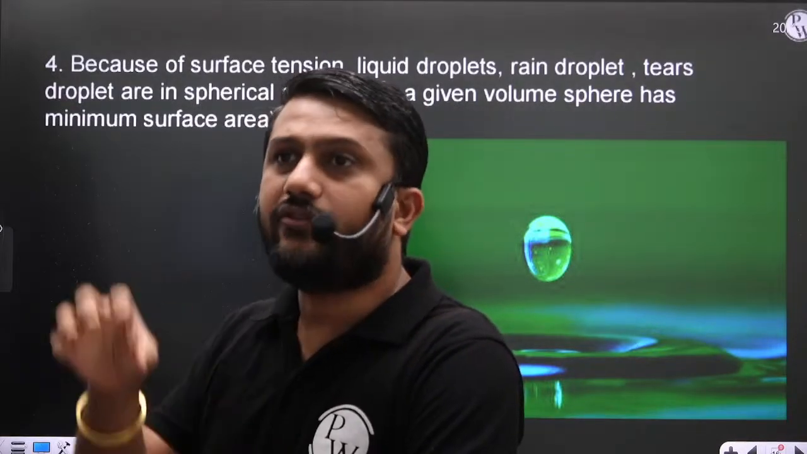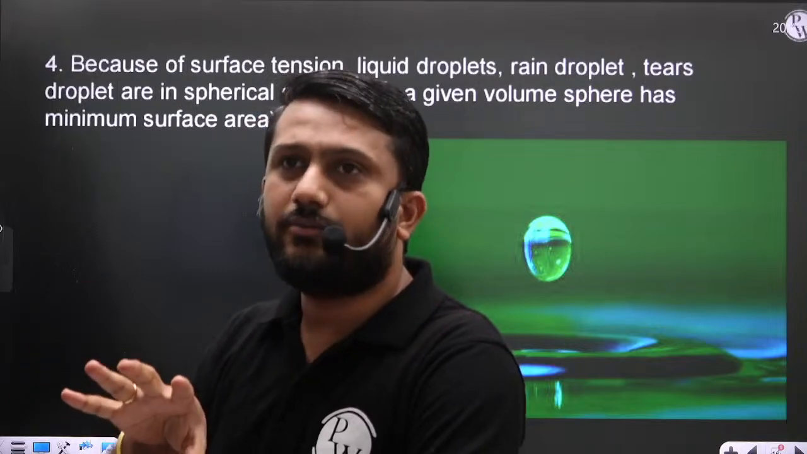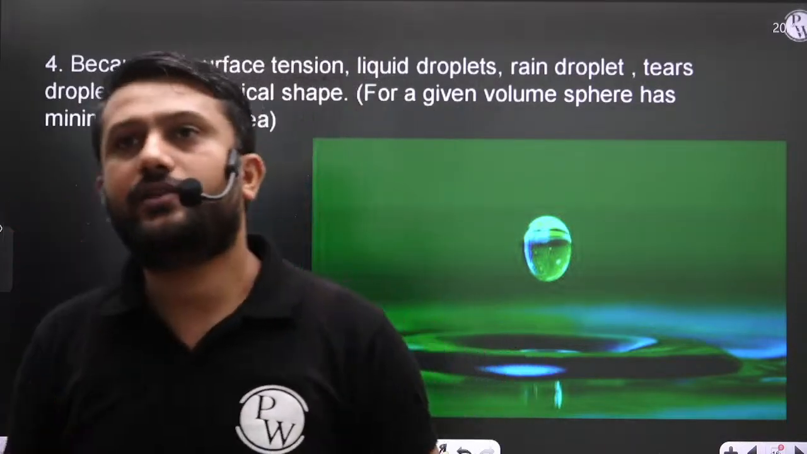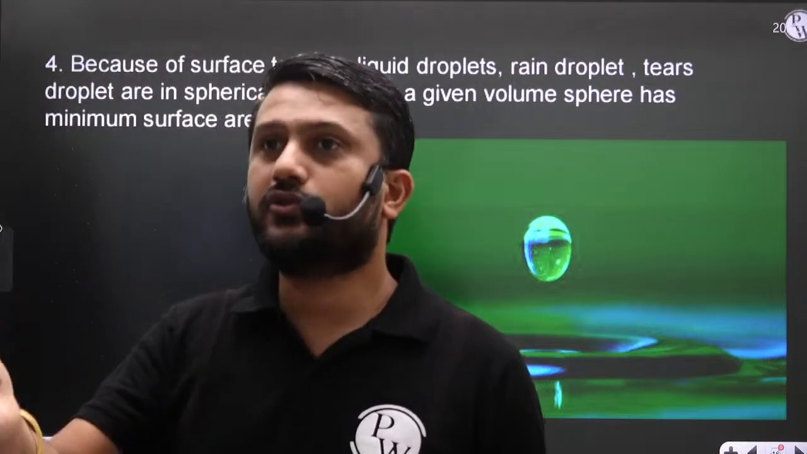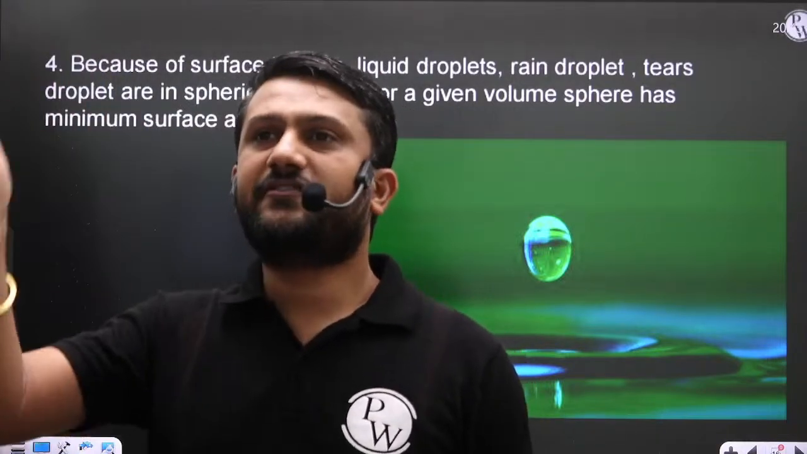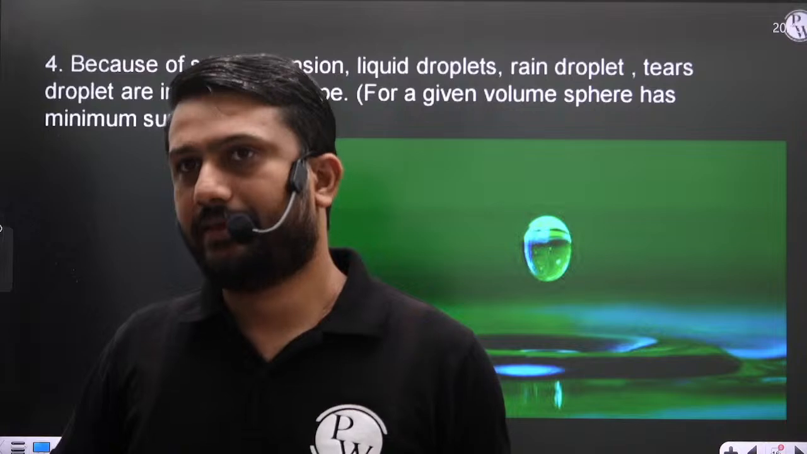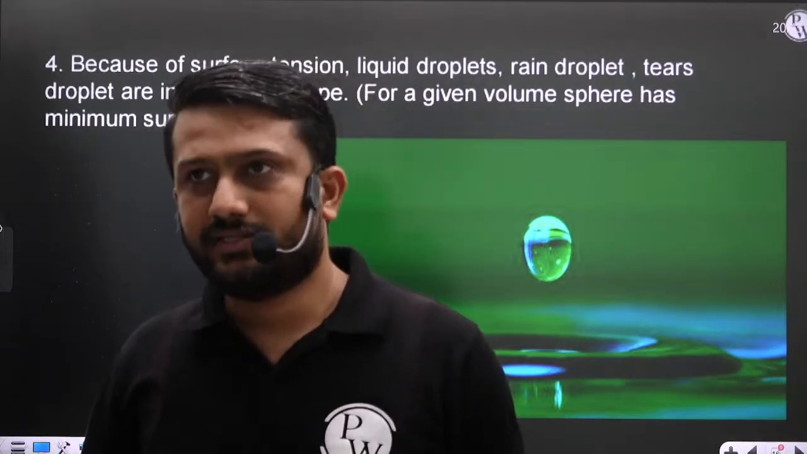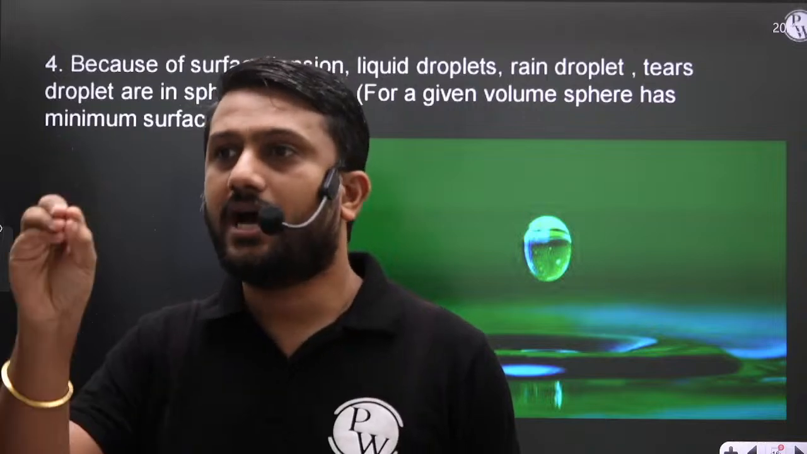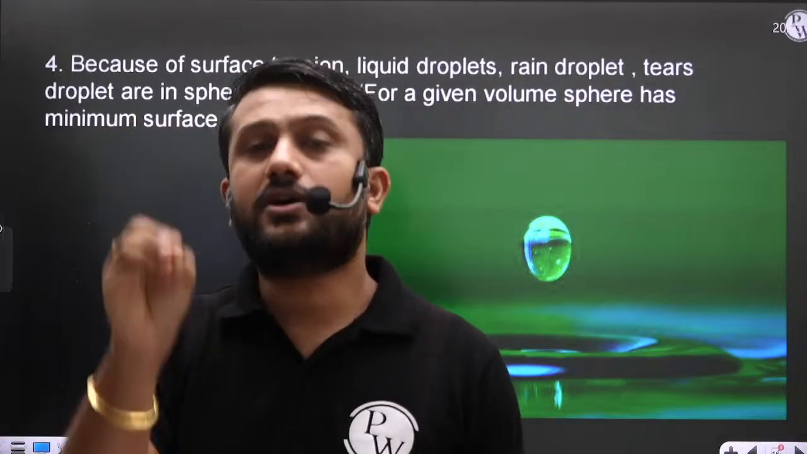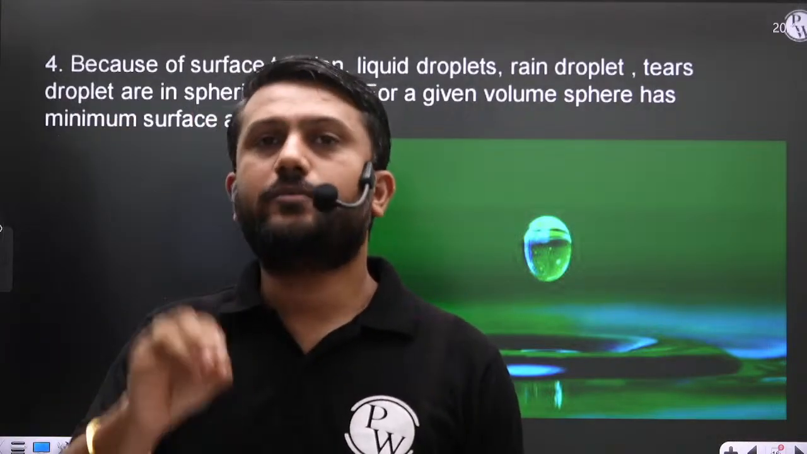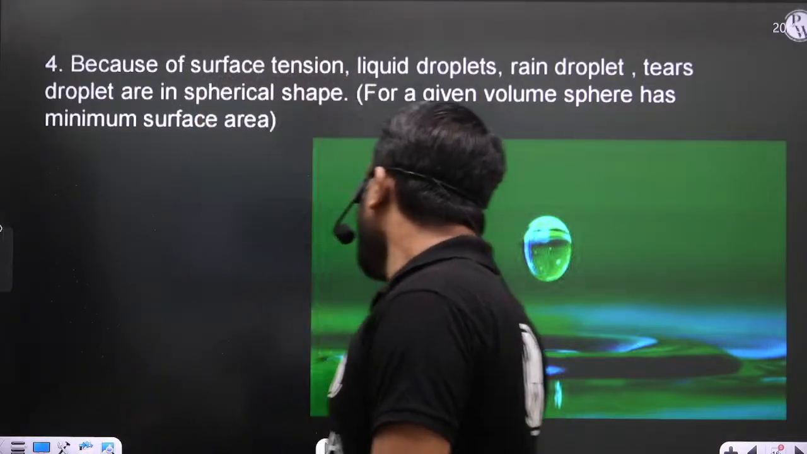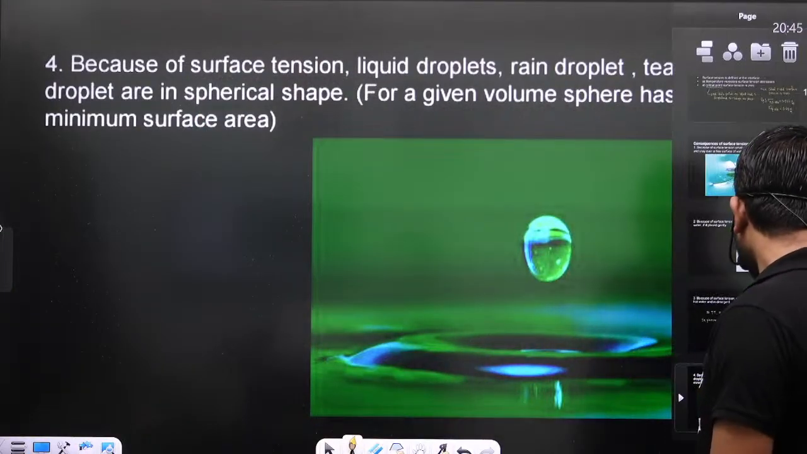And we know that for a given volume, the sphere has the minimum surface area. That is the reason liquid droplets, rain droplets or tears droplets are spherical in shape: for a given volume, a sphere has the minimum surface area. Is it fine? Now come to the next consequence.